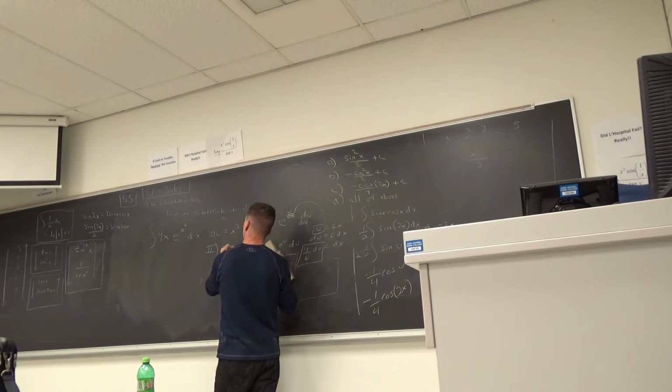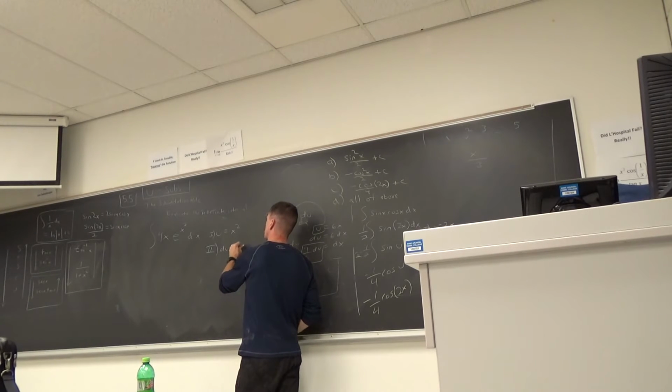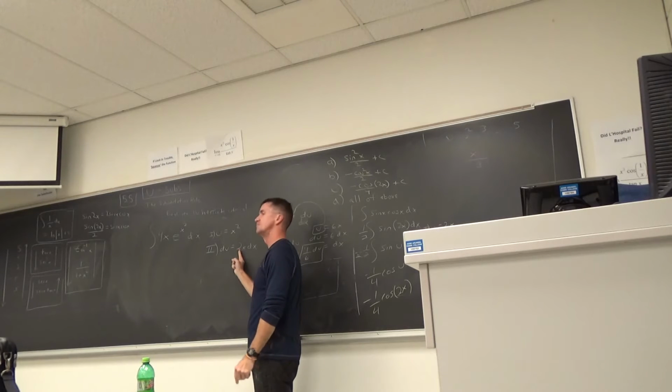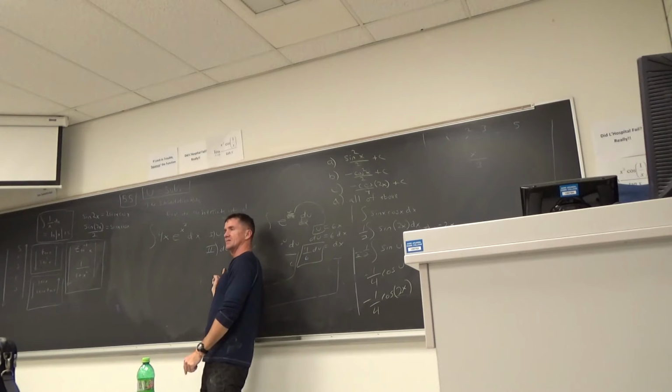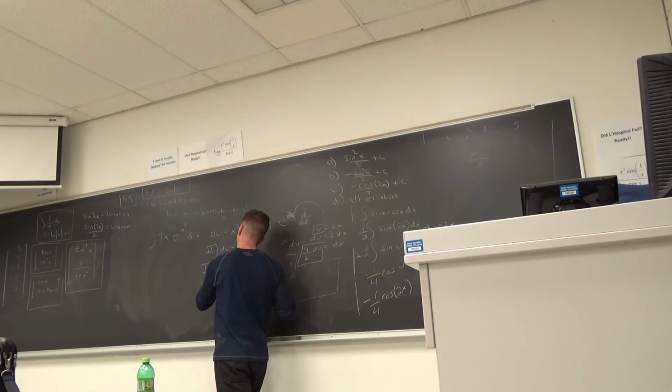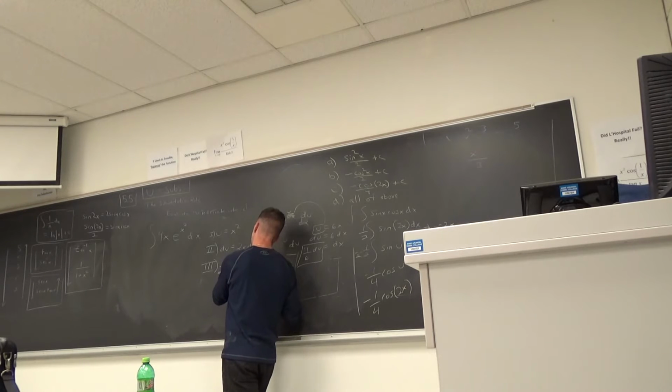du is 2x dx. Constant, 1/2, right? If it was 1, I would have left it, but it's a positive 2, so 1/2 du is x dx.